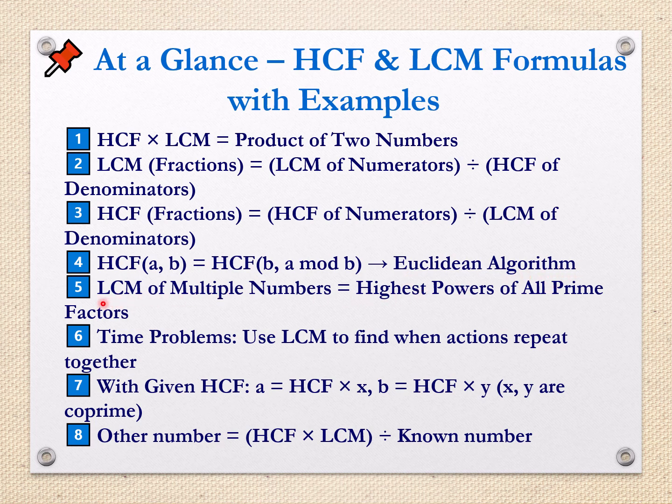Next, we move towards the next formulas. LCM of multiple numbers is equal to the highest powers of all prime factors. Number 7, if we are given the HCF of two numbers, we can take one number as HCF into X and the other number as HCF into Y, where X and Y are co-prime. Number 8 is the same as number 1.